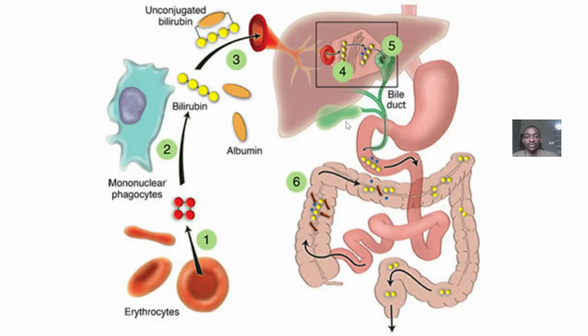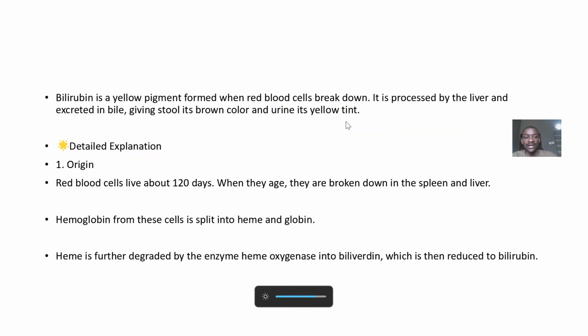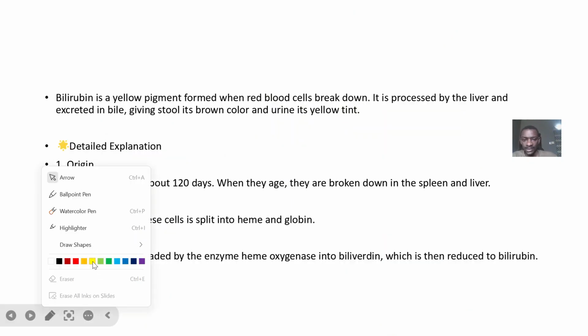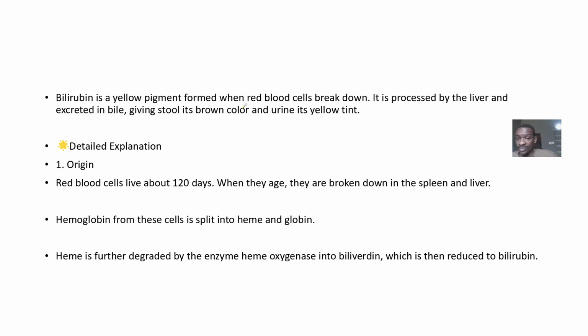Okay. So, for what is bilirubin, we have it that bilirubin is actually a yellow pigment and is formed when red blood cells are broken down. It's like a byproduct of red blood cells. It's processed by the liver and excreted in bile. It actually gives stool its brown color and makes your urine yellowish. Most of the time, if you see that, well, don't worry, we'll get to discuss it.